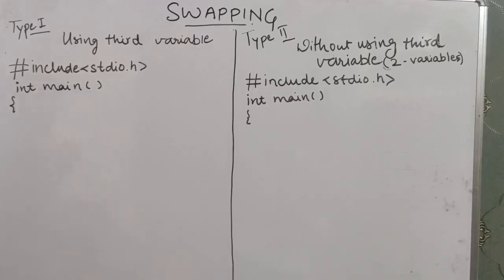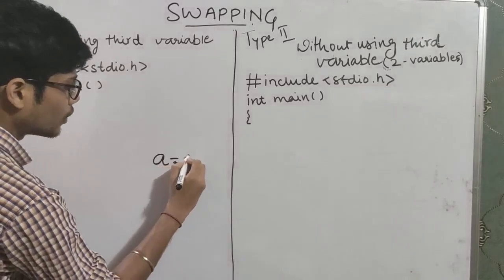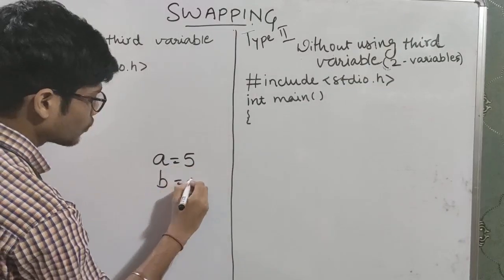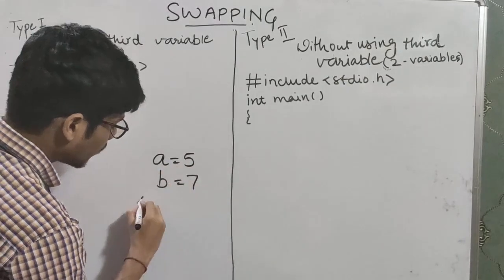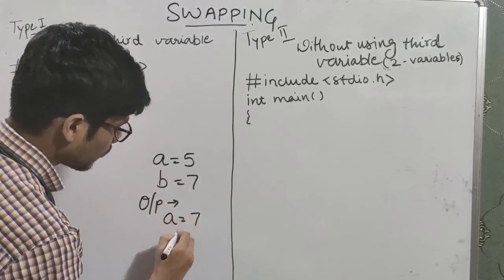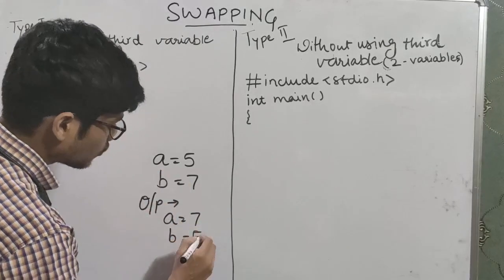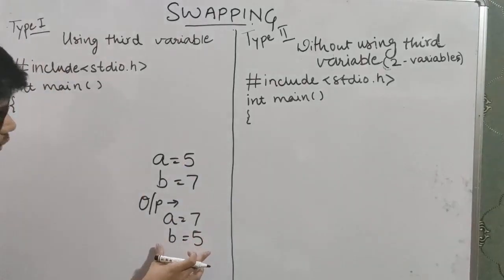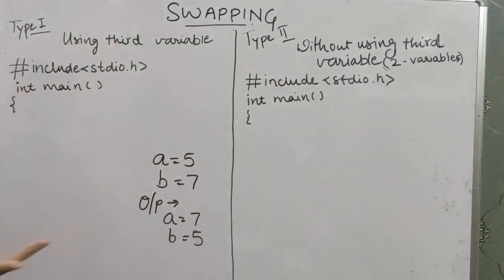Everyone. So today we are going to discuss swapping in C. So basically, you know what swapping means. Swapping means interchanging values between two variables. For example, we have A is equal to 5 and B is equal to 7. So at the end of the program we need the output as A is equal to 7 and B is equal to 5.